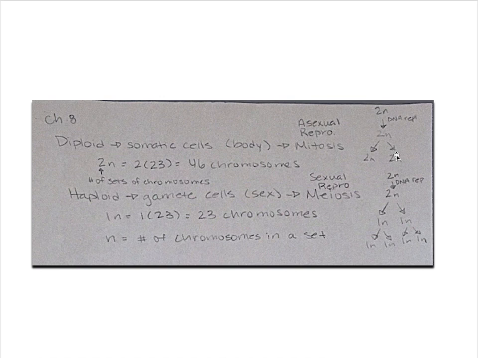So for example, skin cells will undergo mitosis. Our skin cells are diploid cells, and when they undergo mitosis, when they undergo reproduction, we want them to be exactly the same as the parent cell. We want all our skin cells to be exactly the same.